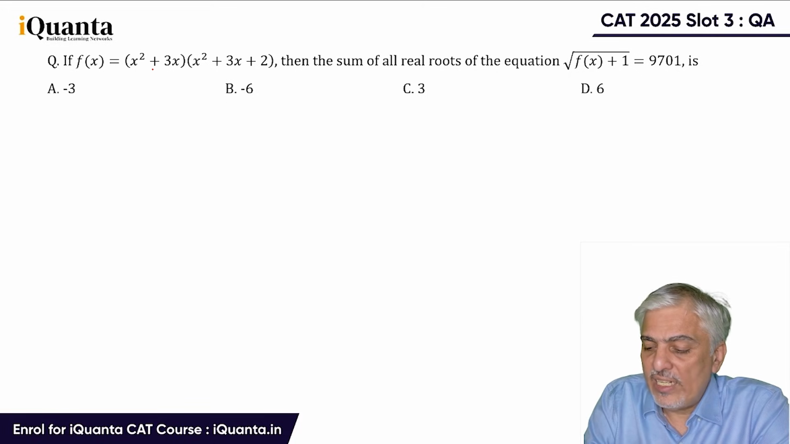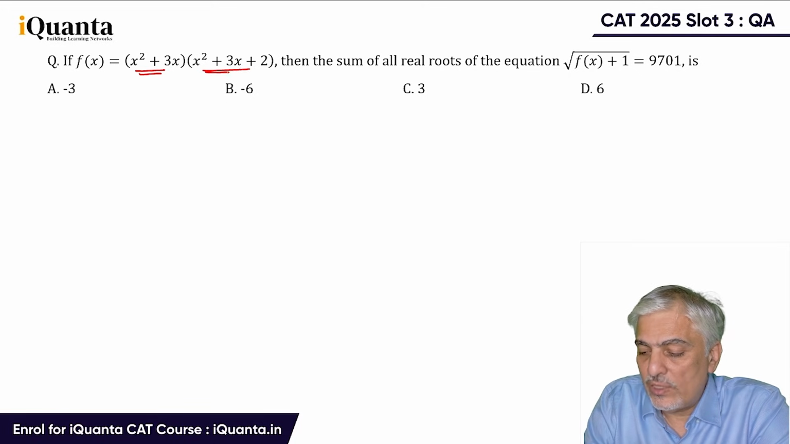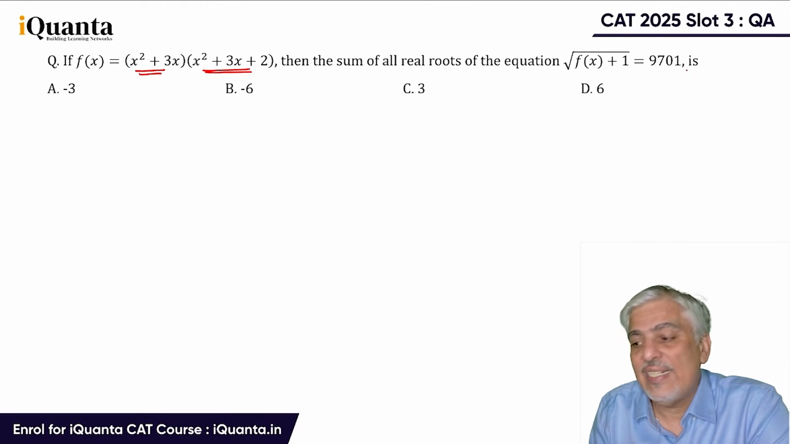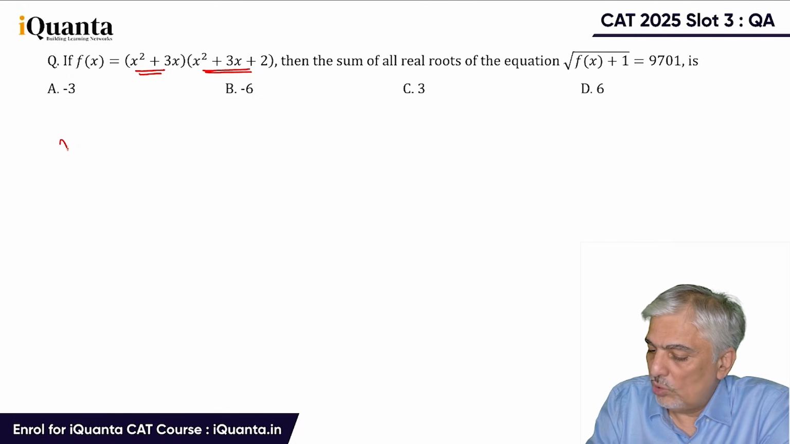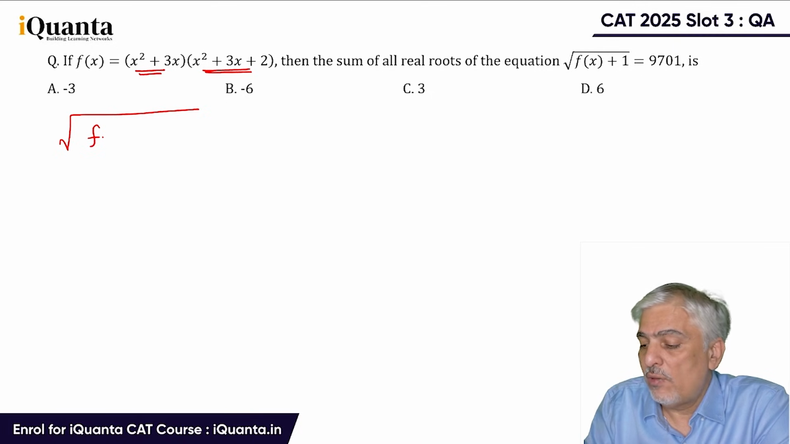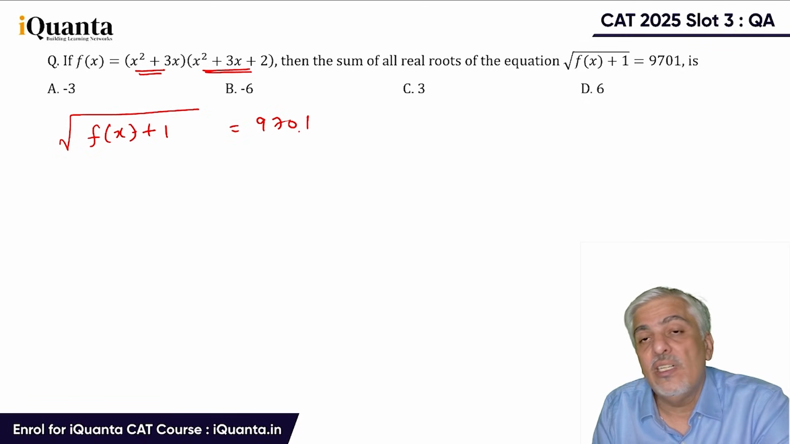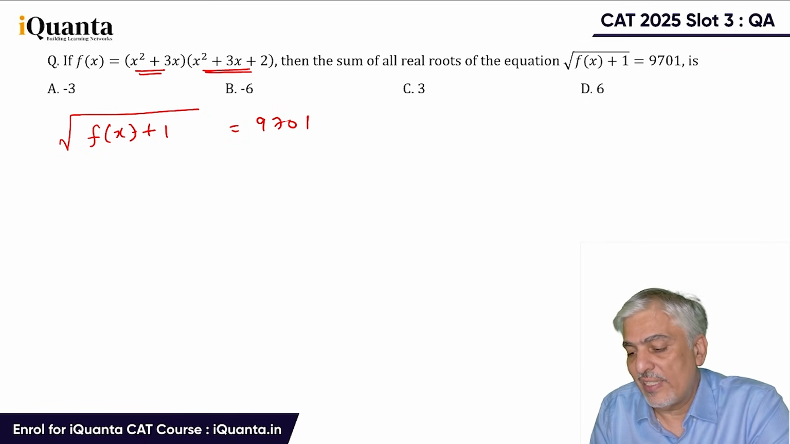F of x is x square plus 3x into x square plus 3x plus 2. And the sum of the roots of this equation is 9701. So let's write that. Find sum of all real roots, and that equation is given as root of f of x plus 1 is 9701. We want to find the sum of all real roots of the equation. That means sum of all real values of x.